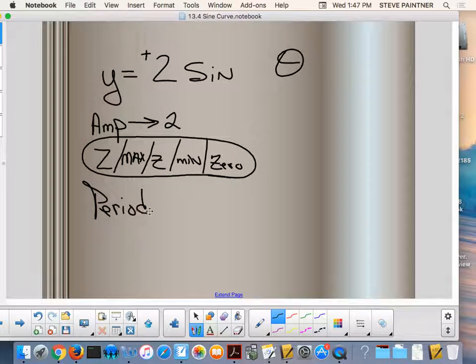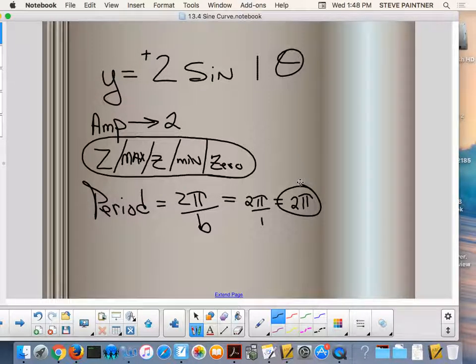Well, the period is 2 pi divided by b. Now, why did I say this was nice? Because it's just pi. Well, what's your b? 1. Okay, so if your b is 1, that's just 2 pi divided by 1, which is 2 pi. Nothing changes. Every 2 pi, the wave repeats.